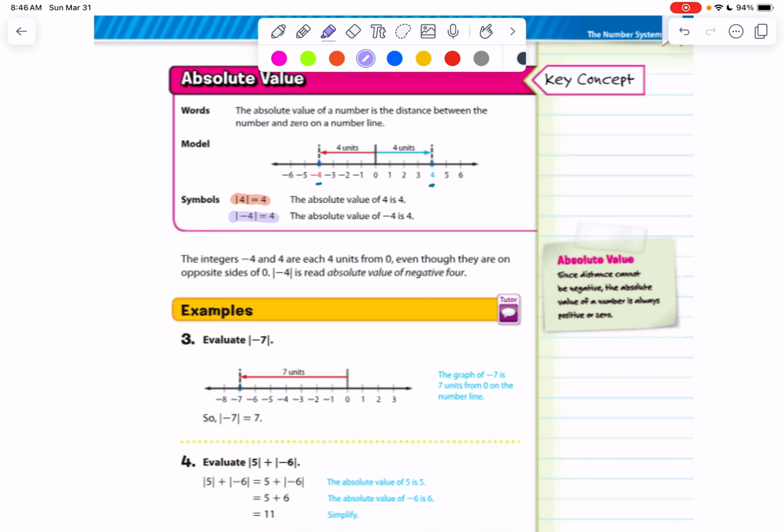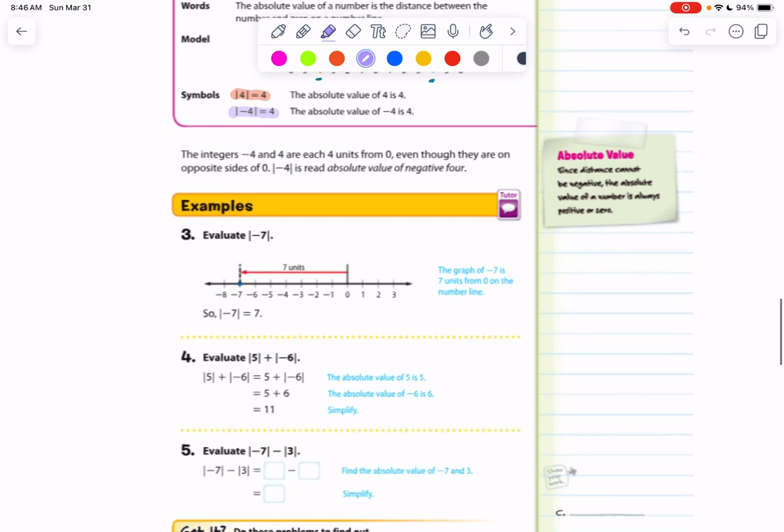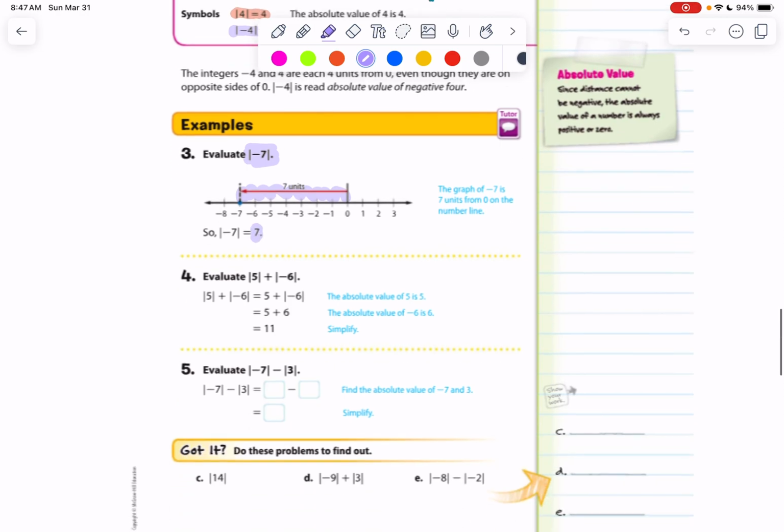So the absolute value of -4 is 4 because it's 4 spaces or places or units or yards or miles or meters from 0. Okay, so let's evaluate or solve the absolute value of -7. Well, -7 is 7 places or units away from 0, so the absolute value of -7 is 7.